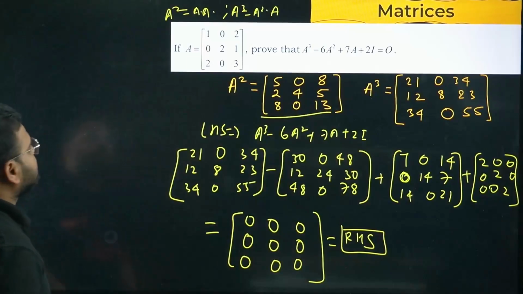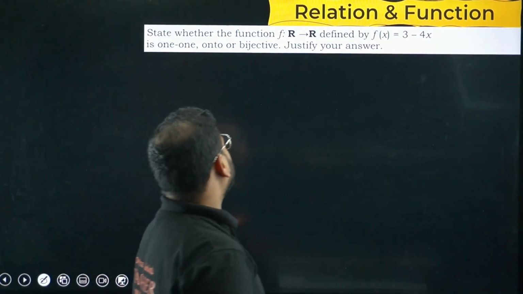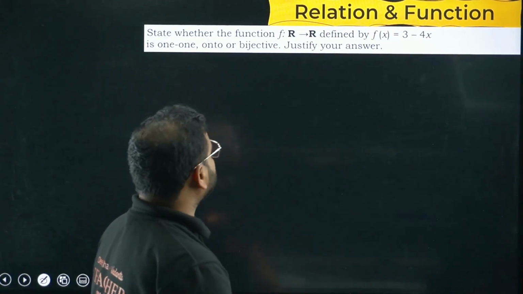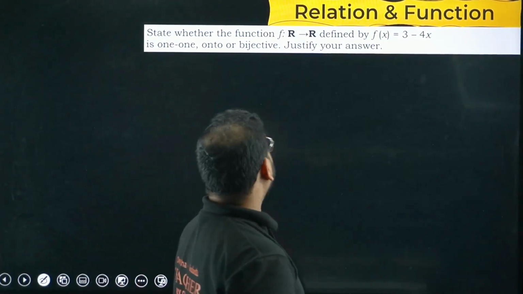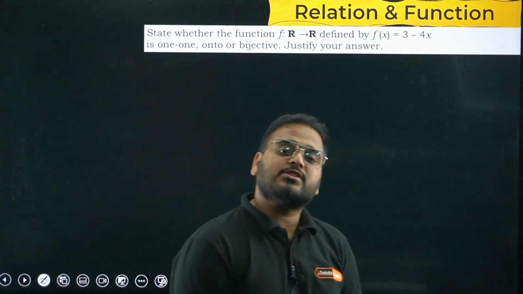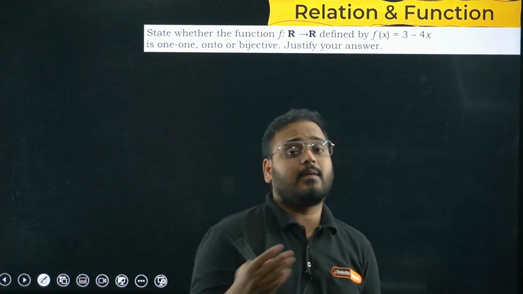Okay, moving on to the next question. Relation and function now. State whether the function f from R to R, where the domain is real and codomain is also real, defined by f(x) equals 3 minus 4x is one-one, onto, or bijective. Justify your answer. As I said, this kind of question is not coming very regularly, but it can come this year as well, okay?